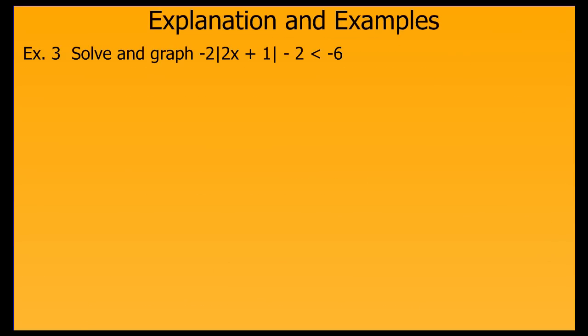Here's another example. This one is a little more complicated. I need to isolate the absolute value expression, so first I add 2 to both sides, and then I divide by -2. Recall that when we worked with inequalities previously, if you multiply or divide by a negative number, you have to flip the inequality symbol. So notice how this now changes to greater than.